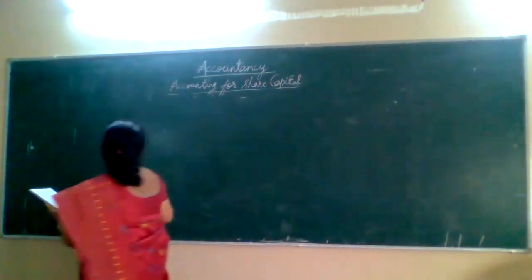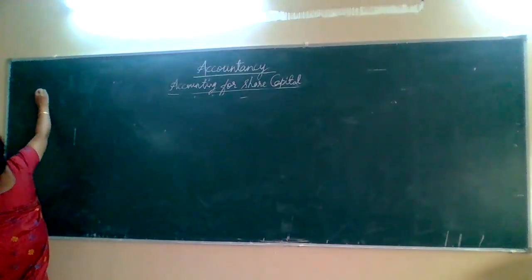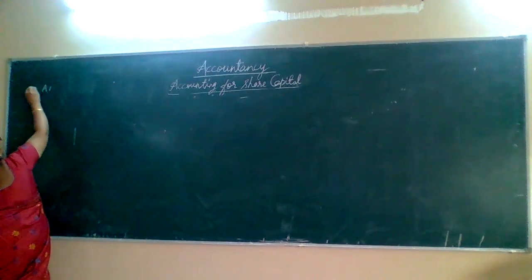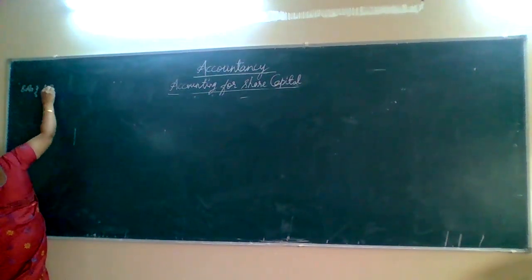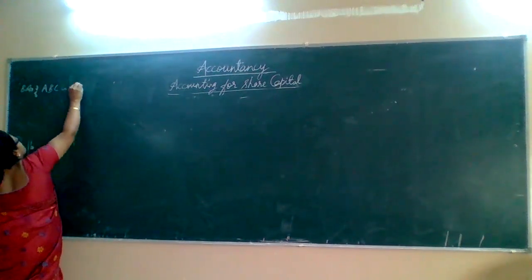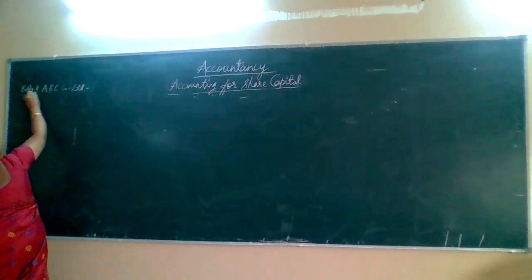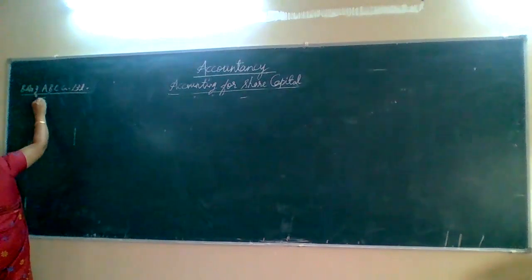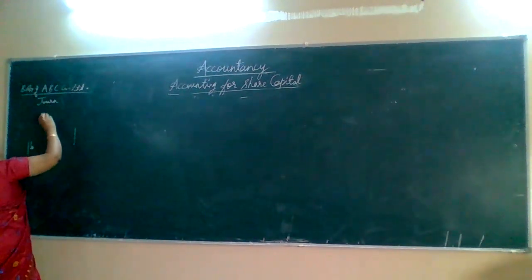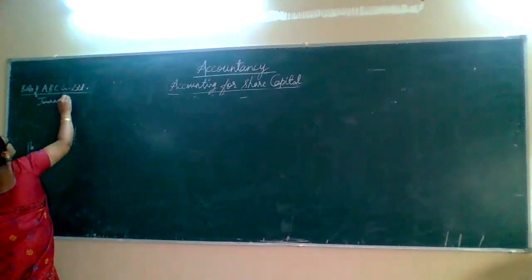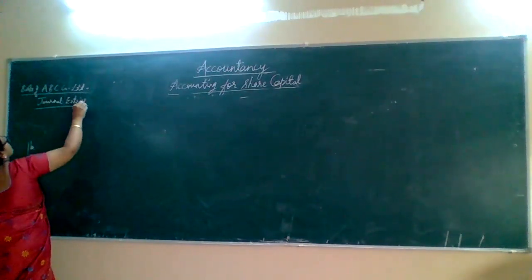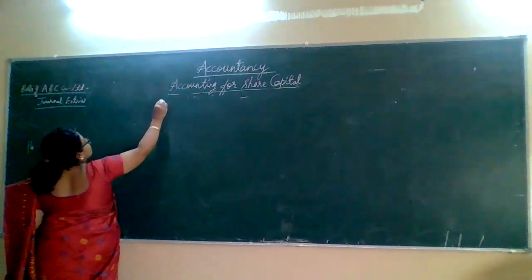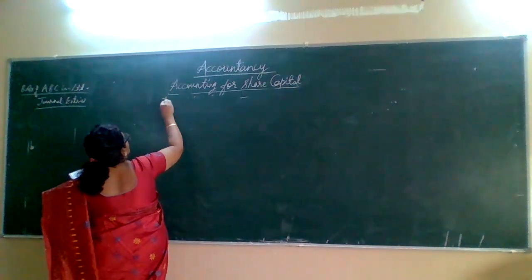Okay, so let us see the journal entries. Books of ABC Company Limited. A case of under subscription.